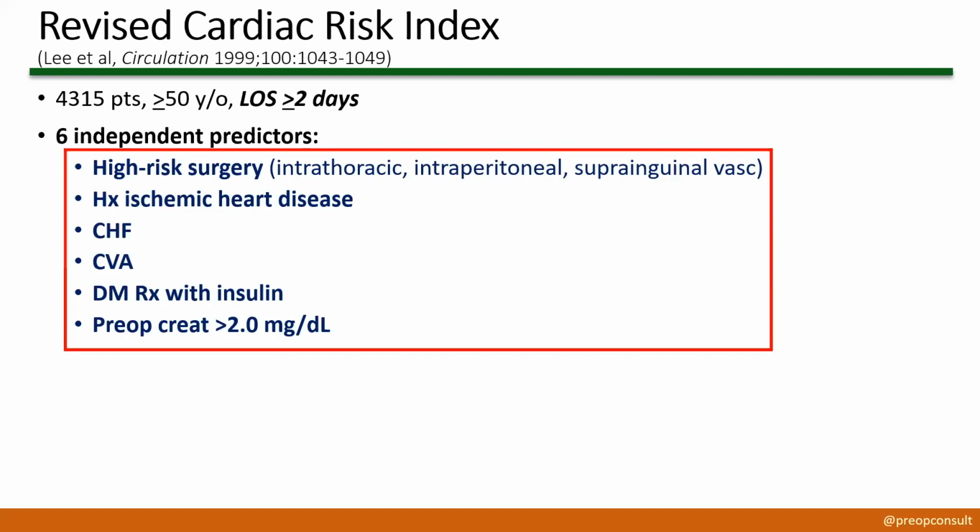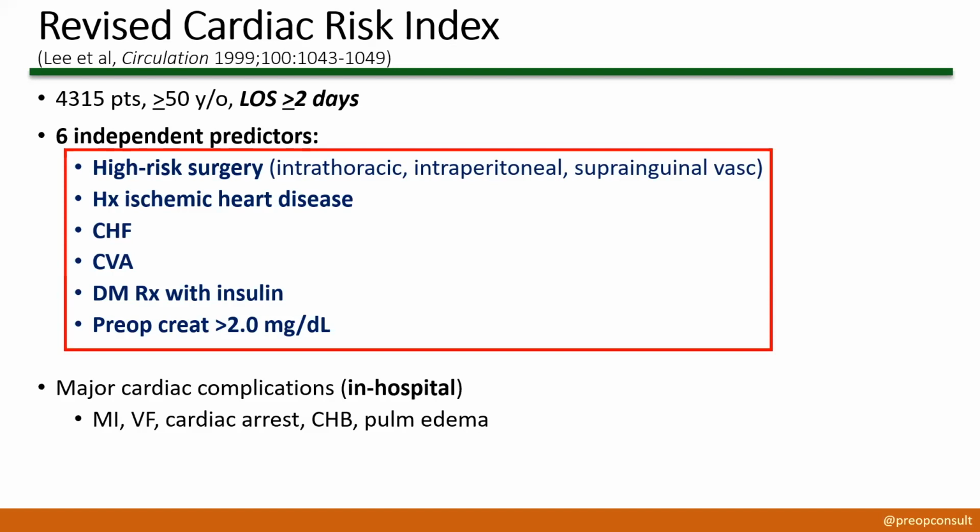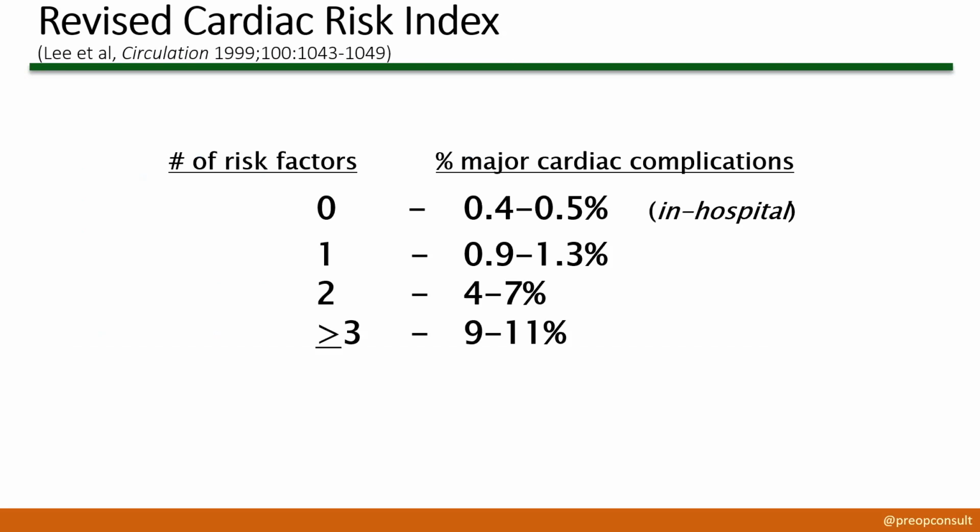They found 6 independent predictors of their outcomes. And as I mentioned on the previous slide, high-risk surgery, history of ischemic heart disease, heart failure, stroke or TIA, diabetes, and in this particular risk calculator, you needed to be treated with insulin, and renal insufficiency, here they defined as a pre-op creatinine greater than 2. Their complications, again, in-hospital complications, not 30-day. And besides MI and cardiac arrest, they also had VFib, complete heart block, and pulmonary edema. It's important to remember what these risk calculators included and excluded.